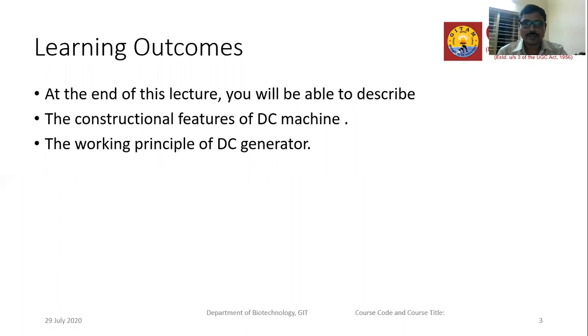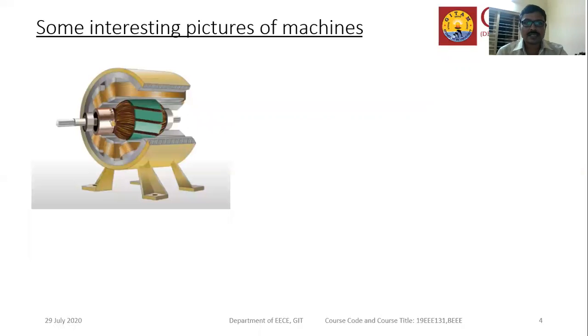Right, let's move forward. This is an interesting picture of this machine, partially disassembled, and you can see the different parts that are there in a DC machine. You can see a shaft and a circular cylindrical part called the yoke, and inside, another part which will rotate. Let us see these details.